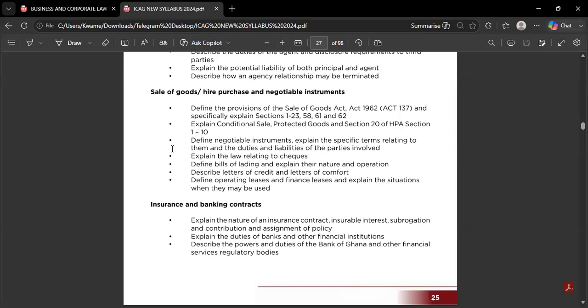So on the hire purchase, the one who has hired the item with the intention to later buy it has the obligation to make sure that he makes the payments according to the agreement. Then we have negotiable instruments.